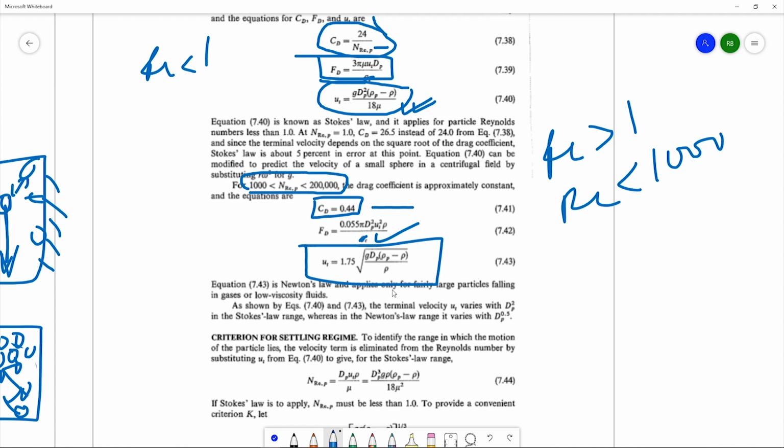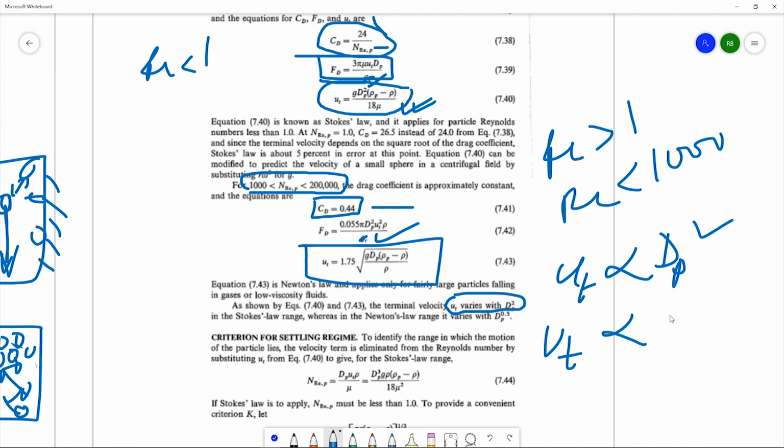So in general, you can see from the above formulas that the terminal velocity varies with the square. In the Stokes regime, the terminal velocity is directly proportional to dp square. And for Newton's law regime, it is directly proportional to the 0.5 power, the square root of this. So remember this, it is very important.